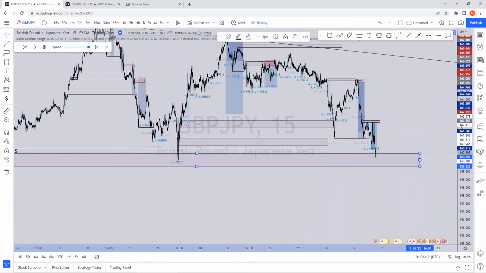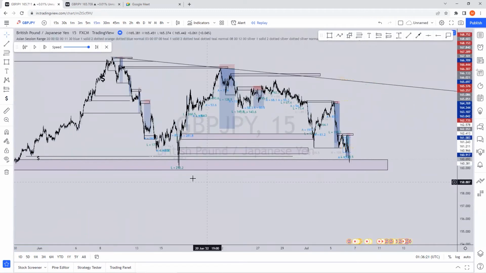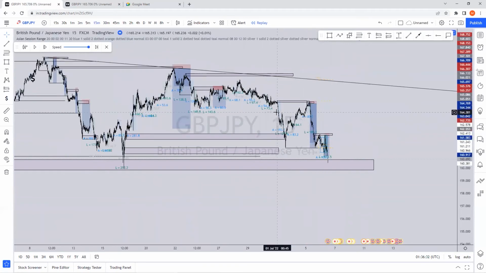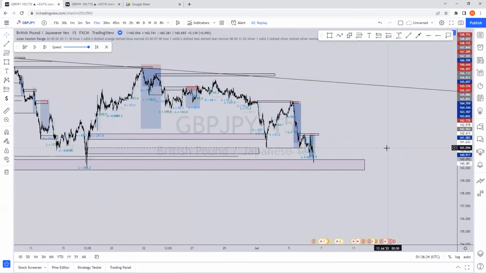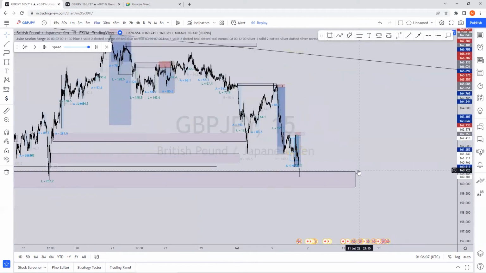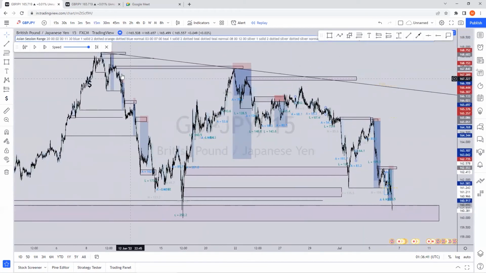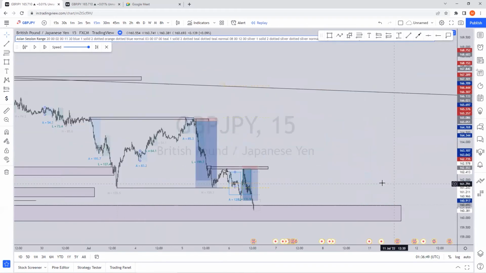Now, price is back at this demand. If price can actually take out this low, I'll be very much interested in long-term sells. But if this low is actually obeyed, definitely price could form a narrative that will clear all desire for us to continue the bullishness of GBP/JPY. So let's see what price did. So we can see we took 1, 2, 3, 4, 5, 6, 7 trades.